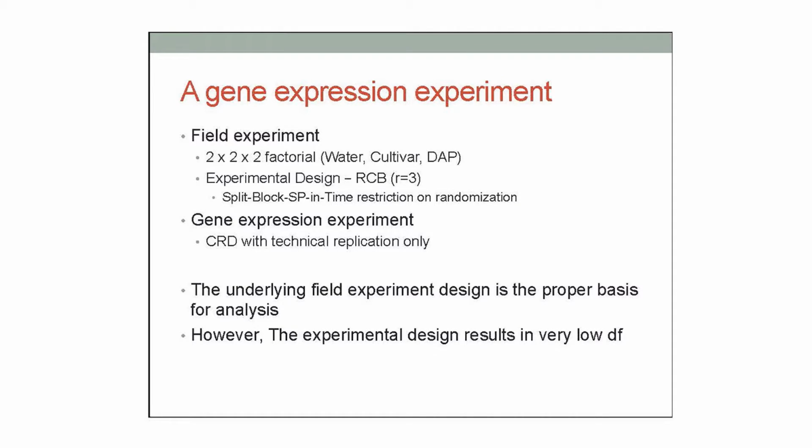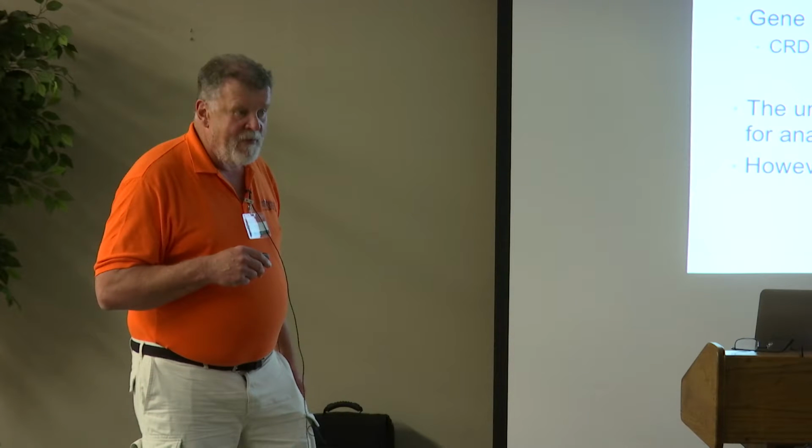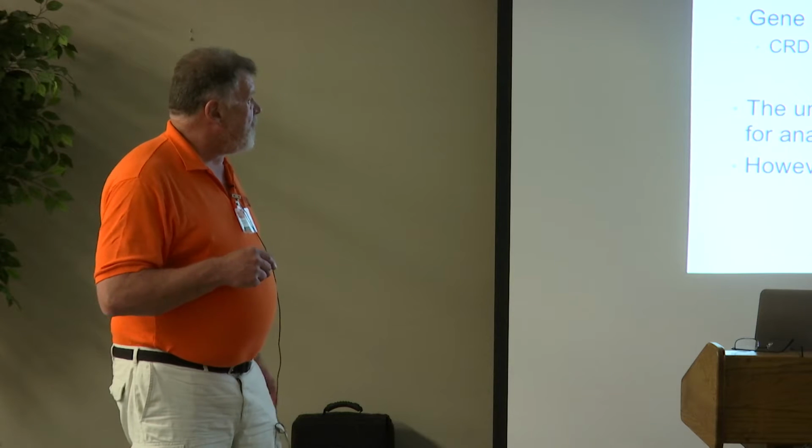Now, dealing with this is a recent client. They were using material that they sampled from a peanut trial, a 2x2x2 factorial, RCB with 3 replications, and it was actually a split plot in time, or some of you may prefer the term repeated measures. It depends on the residual covariance structure. So they did a gene expression experiment, and they treated each sample as a CRD. But the underlying field experiment is the proper basis for this analysis.